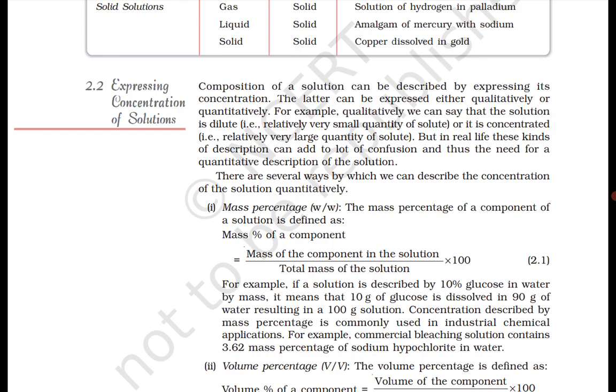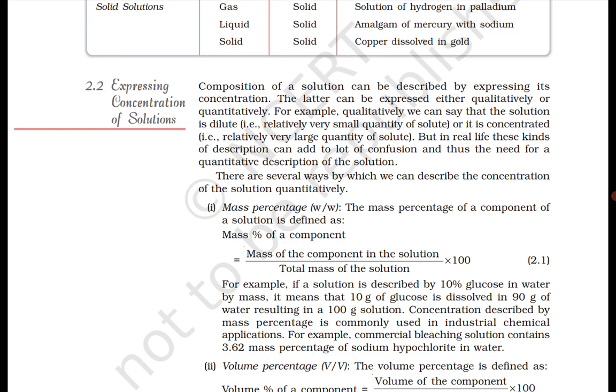But in real life, these kinds of descriptions can add a lot of confusion, and thus the need for a quantitative description of the solution. There are several ways by which we can describe the concentration of solutions quantitatively. One is mass percentage, w/w. The mass percentage of a component of a solution is defined as: mass percent of a component equals mass of the component in the solution divided by total mass of the solution, times 100.